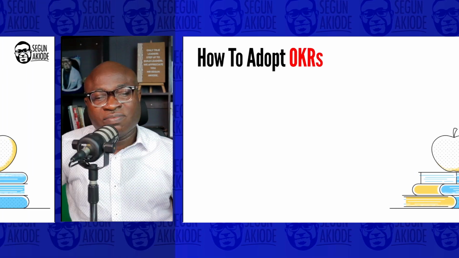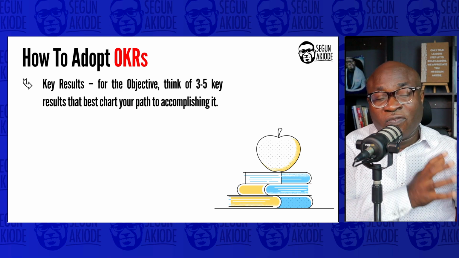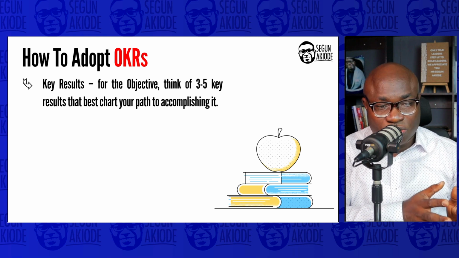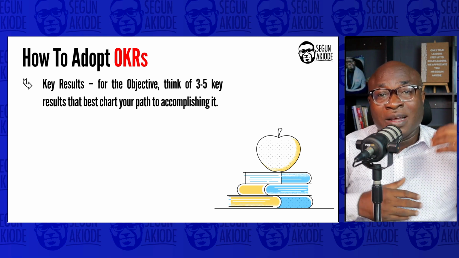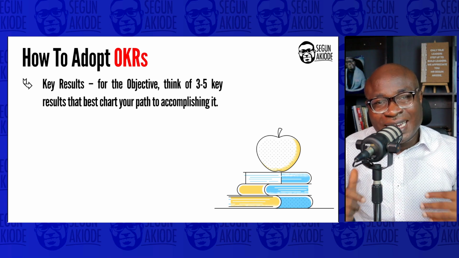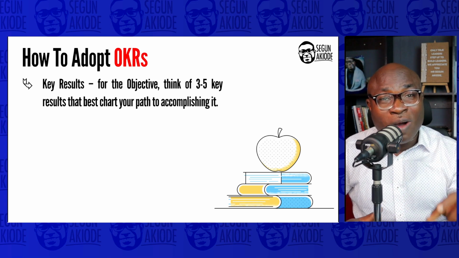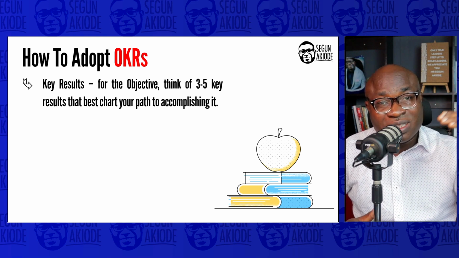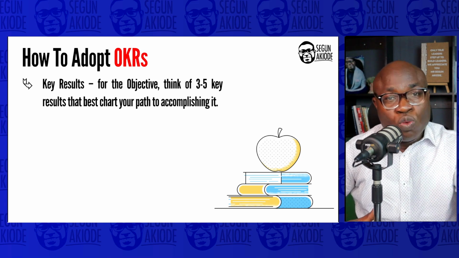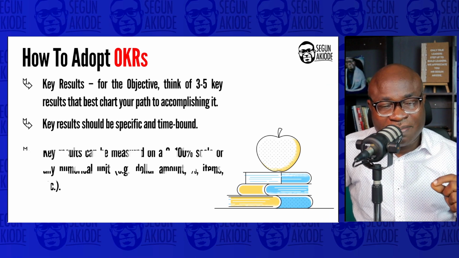That's your objective. Then on the other side is your key result. Key results for the objective need to be between 3 to 5 key results that best chart the path to accomplishing the objective. So your key result is defining how to accomplish. At what point will I know I've accomplished it? Once those 3 to 5 things have been identified, then you would know when you achieve it. Key results should be specific and time bound.